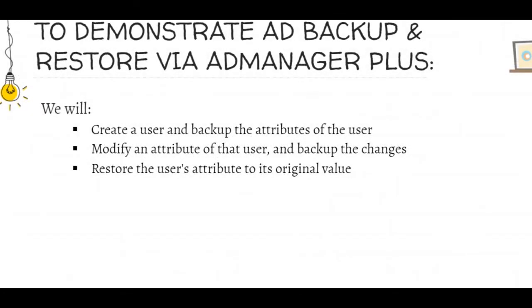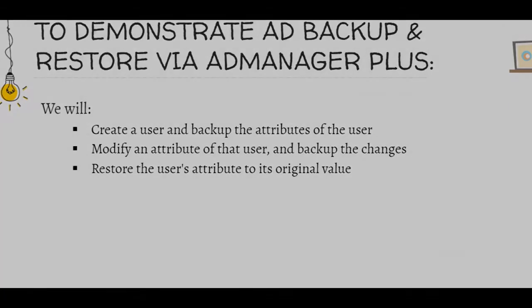In this video, we'll be demonstrating how to restore AD objects to their previous values after accidental modification using the Backup tab of ADManager Plus. To do this, we'll first be creating a user. We'll then backup the user and its properties. Post the backup, we'll modify the user's properties. We'll then attempt to restore the object to its actual properties before the modifications were made.